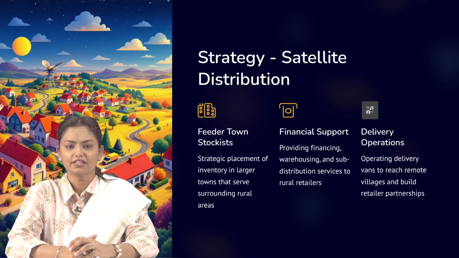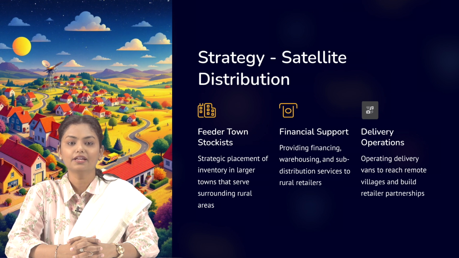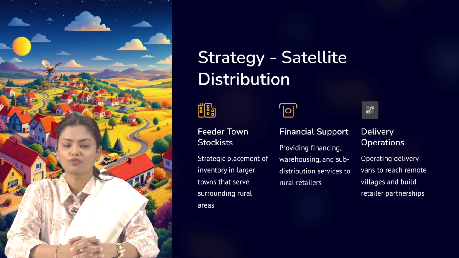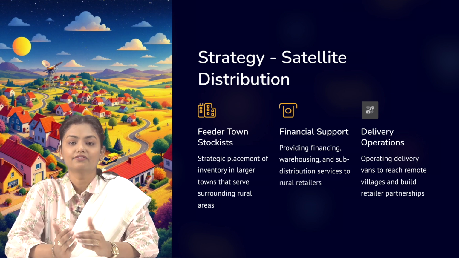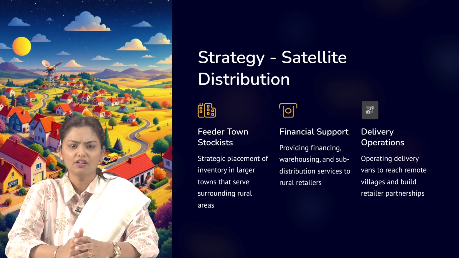Another effective strategy is satellite distribution, which is highly recommended for rural markets. Basically, in this system, companies set up stockists in big cities or nearby small towns. These stockists take care of important tasks like storing goods, handling money matters and supplying products to smaller rural markets. Retailers from nearby villages then connect with these stockists. They may be authorized sellers or franchisee dealers.